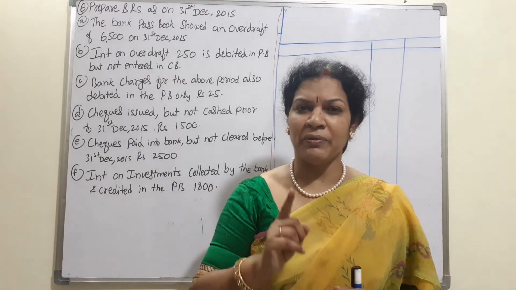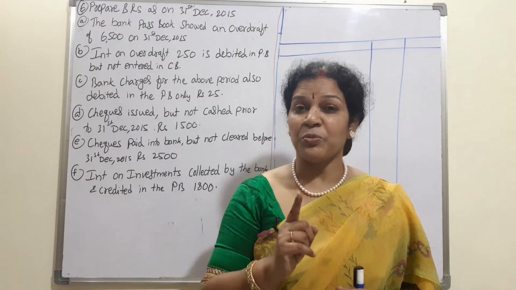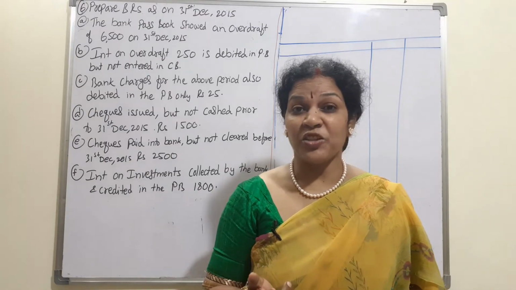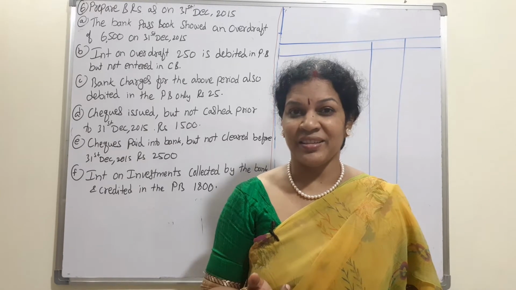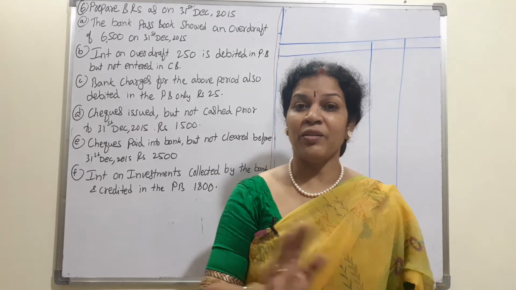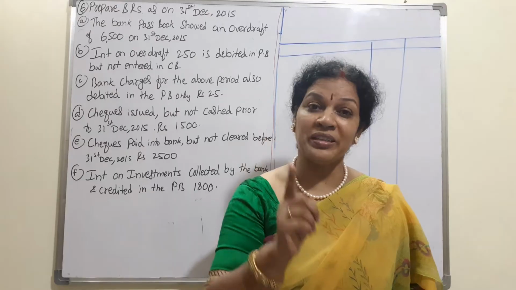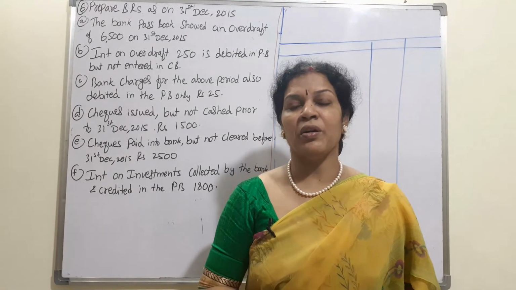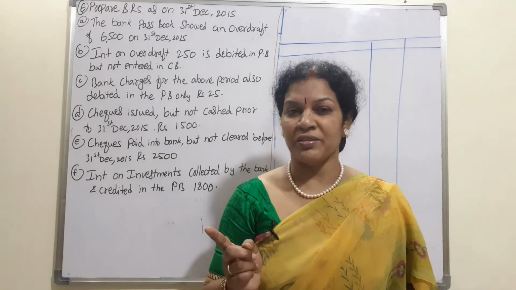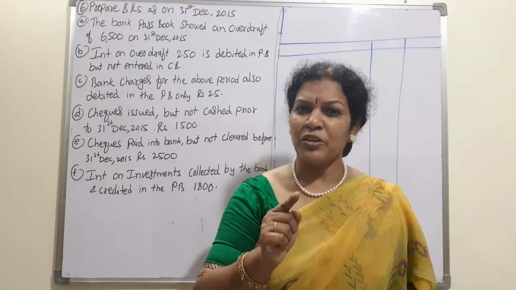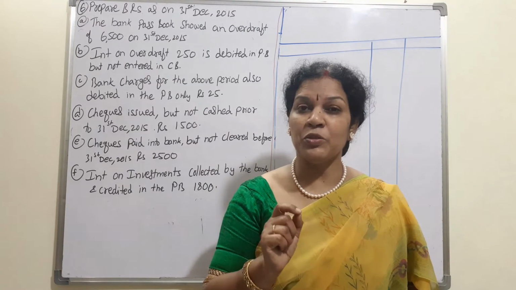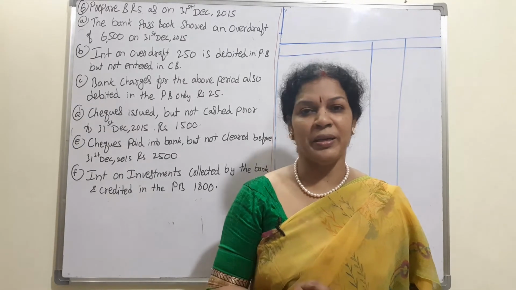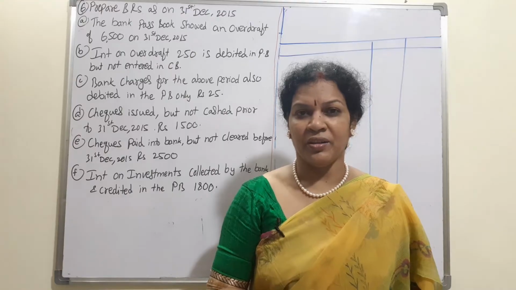Here you have to remember a very important thing. Cash book always shows a debit balance. If they say cash book credit balance, it is overdraft. They may not say overdraft directly, but cash book credit balance means overdraft. In the same way, passbook always shows a credit balance. If it says passbook debit balance, it means overdraft. You have to identify this very important point.